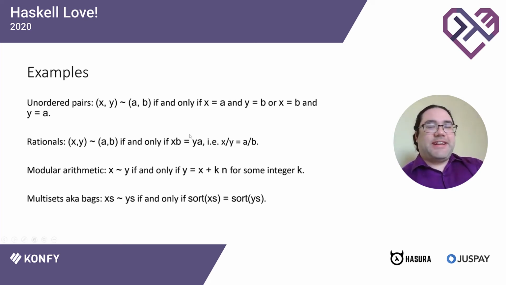Second example is rationals. And again, this equivalence relation is, in this case, pretty easy to write. This doesn't use the reduction to a normal form, but is a fairly simple example. Modular arithmetic. This is like X mod N equals Y mod N. So if X and Y differ by some integer multiple of N, then we'll consider them the same. This is like clock arithmetic.